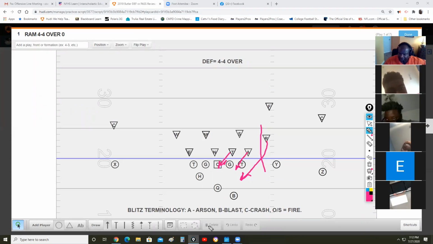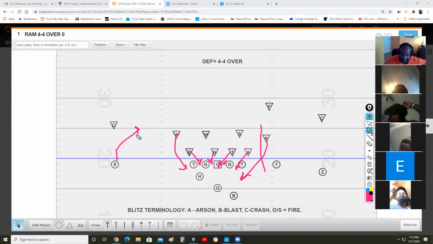They do it even in the run game. A lot of times they'll do rover fire and will fire at the same time. And what they're trying to do is take up A gap, B gap, and C gap. Now, the good news about that is once we handle that in the run game, it should be a touchdown.